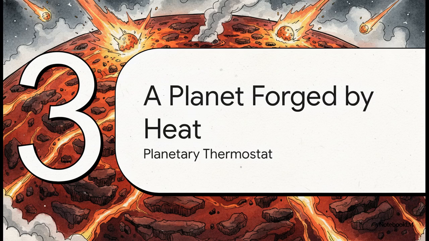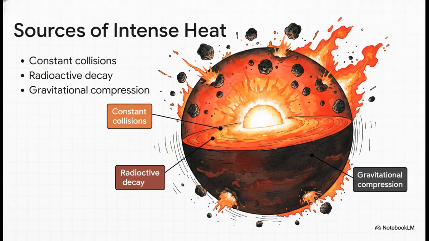See, as this baby planet got bigger, the temperature just started to, well, skyrocket. And we're not talking about a little bit of heat here. This was a full-on planetary furnace, and it was powered by three main things. First, you've got the constant energy from all those collisions. Then, you have heat coming from radioactive elements decaying deep inside. And finally, just the immense pressure of its own gravity, squeezing everything tighter and tighter.